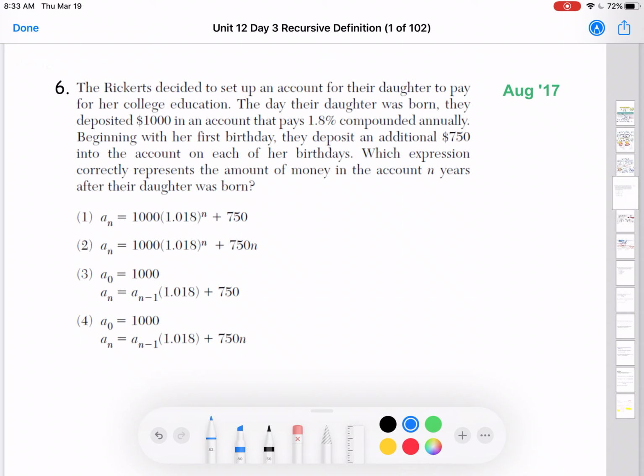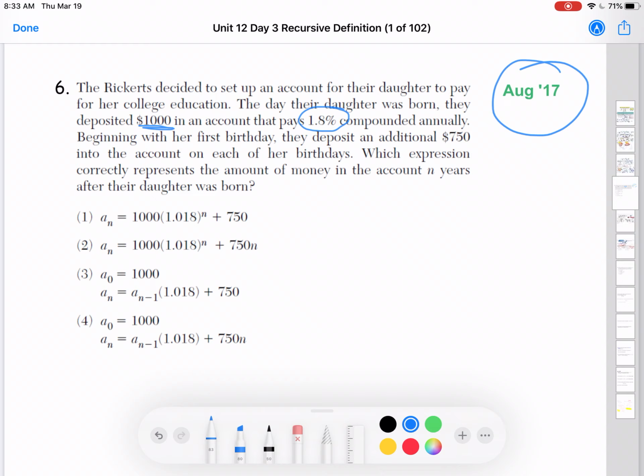Alrighty, so Little Region's question. The Rickards decided to set up an account for their daughter to pay for her college education. The day her daughter was born, they deposited $1,000 into an account, right? So we're going to start with 1,000. And it pays 1.8% compounded annually. Okay, so right away, when something is going to increase or decrease by a percentage, we know that it's exponential. And because it's exponential, we also know that we can use that for a geometric sequence as well.